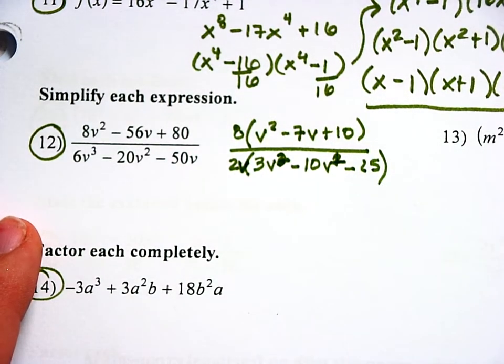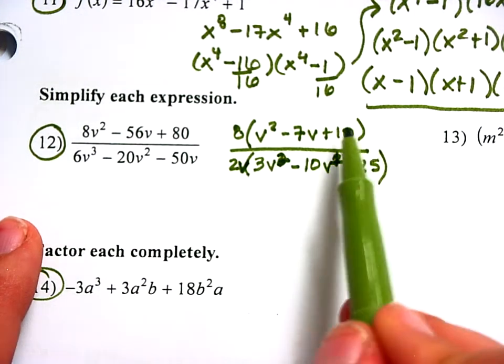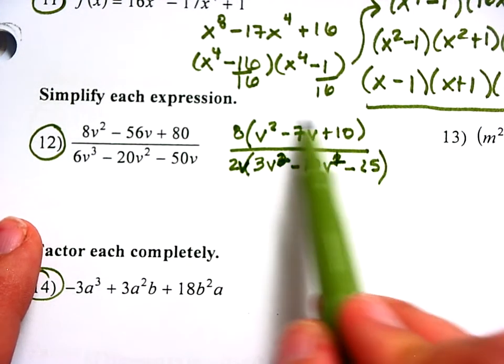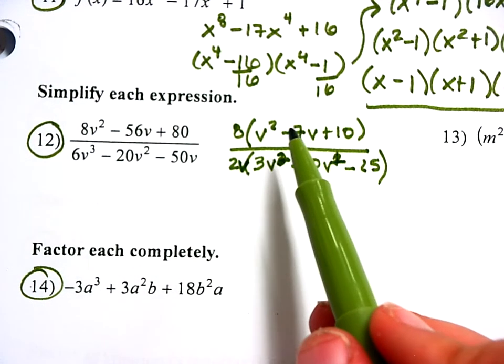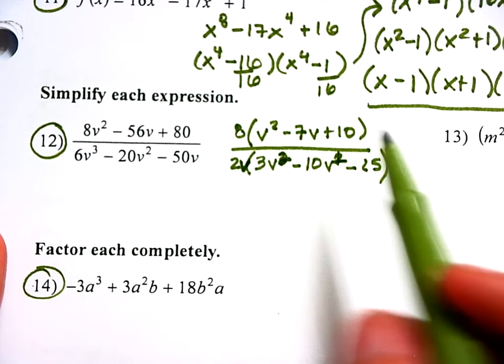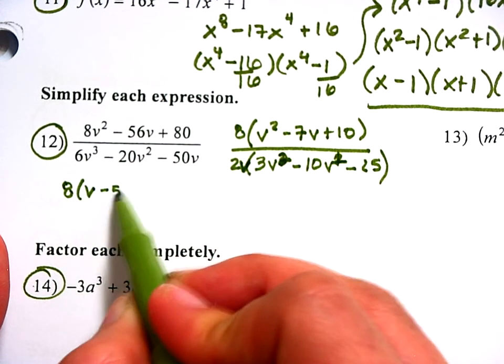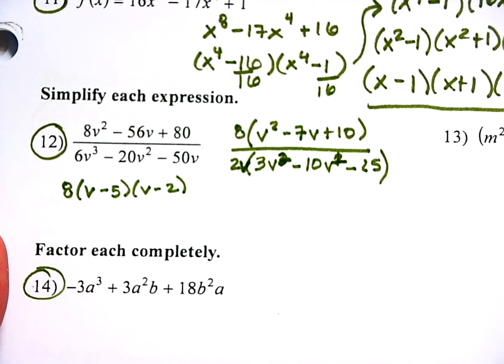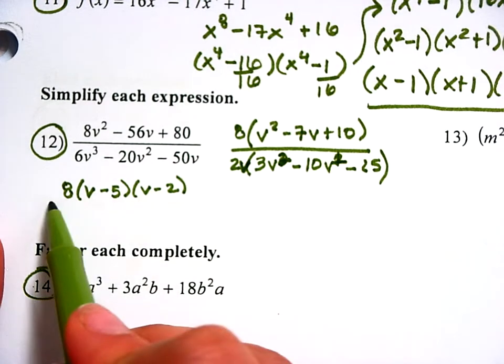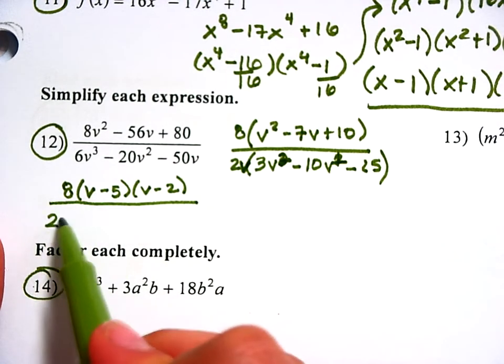Okay. So let's try to factor the top first, numbers that multiply to 10 but add up to negative 7. I'm thinking a 5 and a 2. So this numerator is going to be 8, and then v minus 5, v minus 2. And then in my denominator, I've got the 2v.